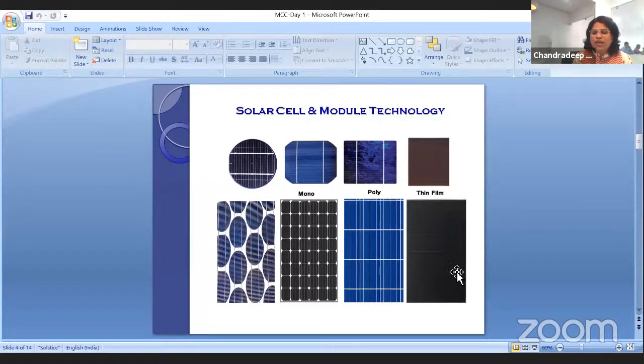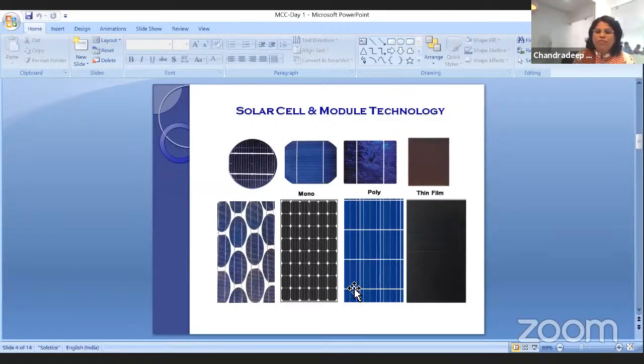We don't use the last one, the thin film module, because the efficiency is very low. If efficiency is low, then generation falls. So most of the time, whenever you deal with solar power plants, solar water heaters, or solar water pumps, you will find they are using either a polycrystalline module like this, which is in square or rectangle shape, or a monocrystalline module where the cells are in round shape or octagon shape.